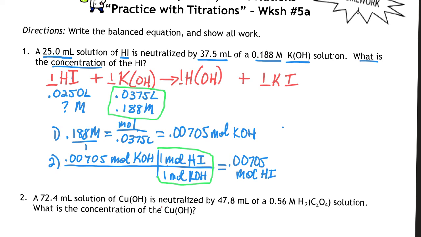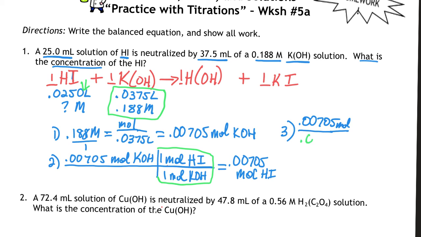The third step is to take my moles and the number of liters and calculate that molarity. So molarity is moles divided by liters. So my moles is 0.00705 divided by my liters, and my liters I was given in the problem.